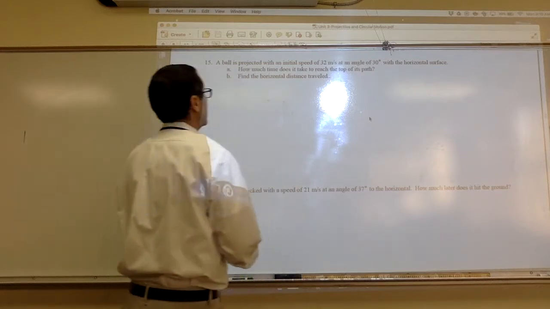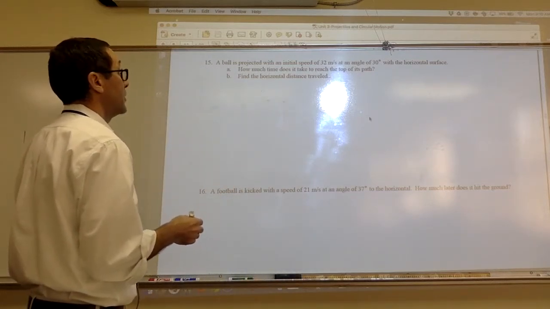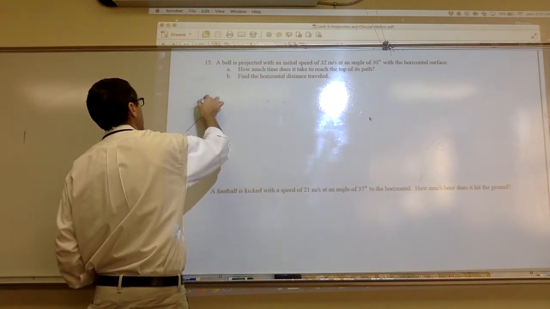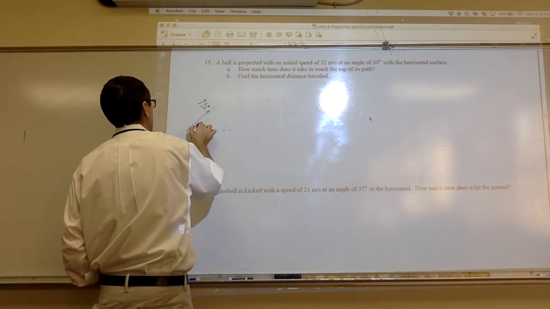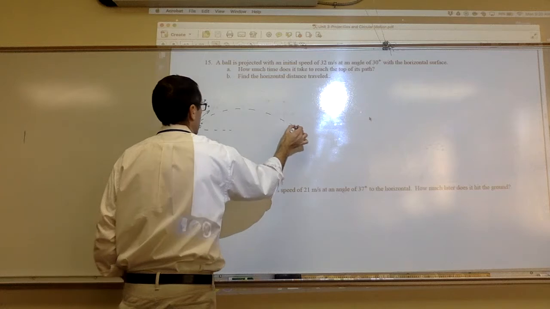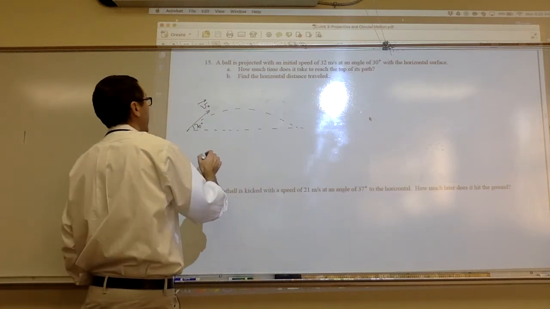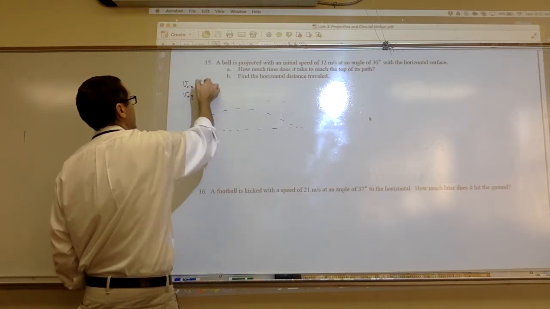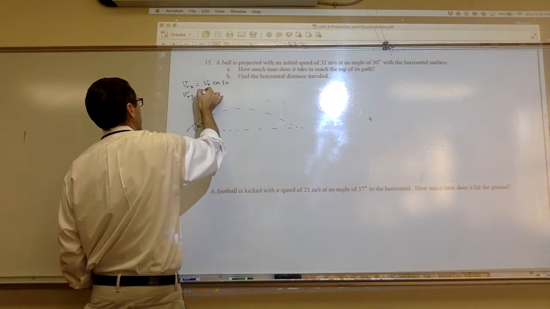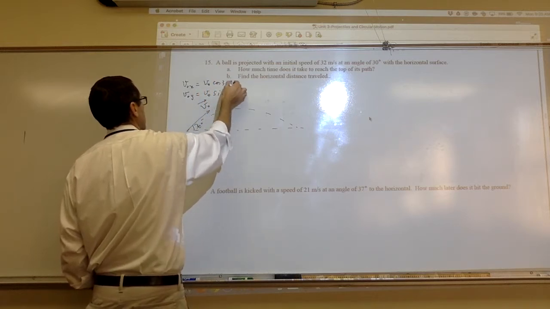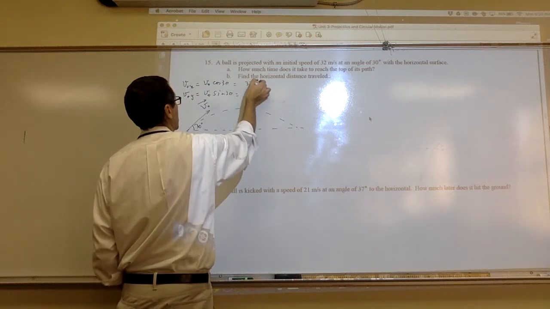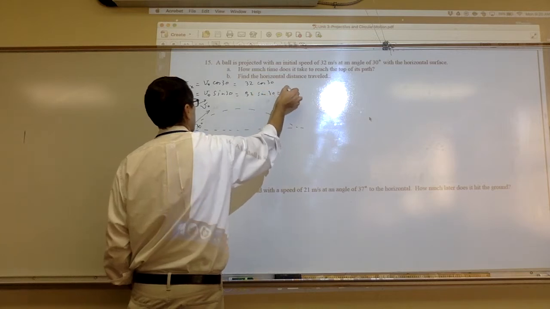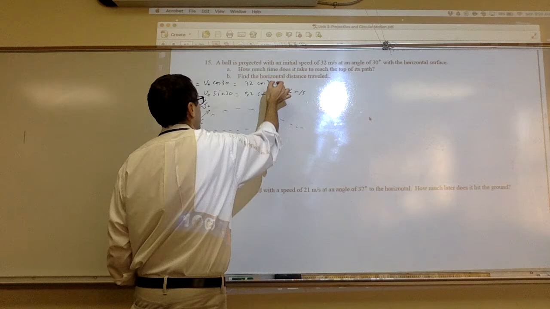All right. A ball is projected with an initial speed of 32 meters per second at an angle of 30 degrees with the horizontal. All right. So same picture every single time. Okay. So the first thing I want to do is find the components of my initial velocity, both in the x direction and in the y direction. So this is going to be 32 cosine of 30, and this is 32 sine of 30. I know that this is 16, because sine of 30 is half.